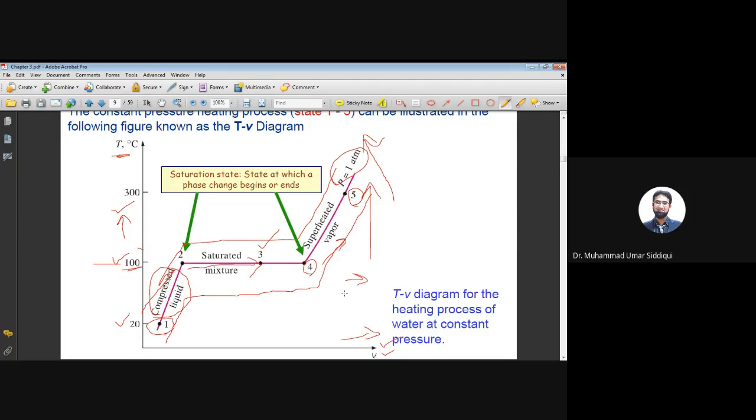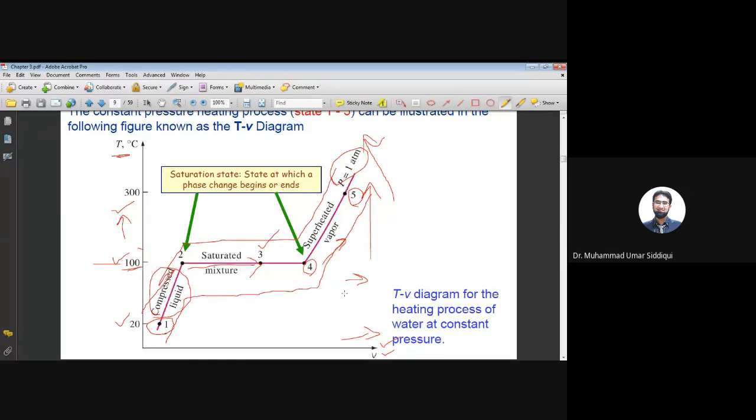Temperature and pressure are independent of each other, except for the saturation state. For the saturation state, temperature and pressure are codependent. So for a specific pressure, you will have a specific saturation temperature, or for a specific saturation temperature, you will have a specific saturation pressure. Otherwise, they are independent properties. They don't depend on each other.